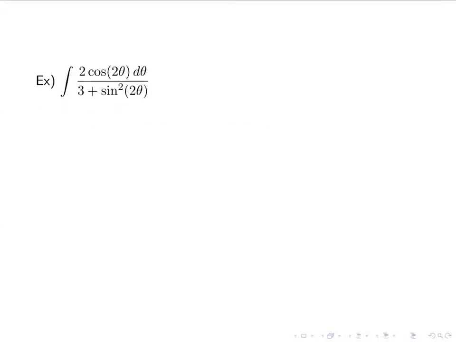The integral of 2 cosine of 2 theta d theta divided by 3 plus sine squared of 2 theta. So again, the fact that I've got a number plus something squared in my denominator should tell you, let's try tan inverse first. Okay. So a squared is 3, which means a is the square root of 3. So a doesn't always have to be an integer. Okay, so in this case it's not, it's a square root of 3.